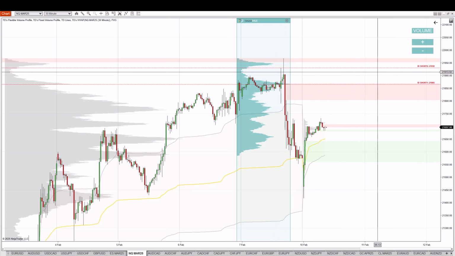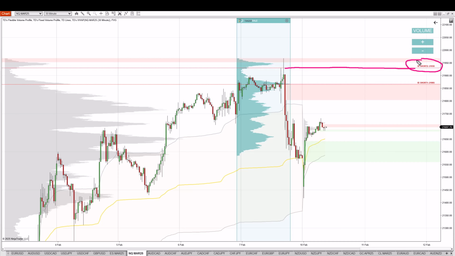Now, pretty close to that level is also another level, this one, at 21,930. And if you look at the volume profile, it is very easy to spot, because what absolutely stands out here is this strong volume zone. And this volume zone, this volume cluster, formed when the price rejected higher prices and went into this sell-off.